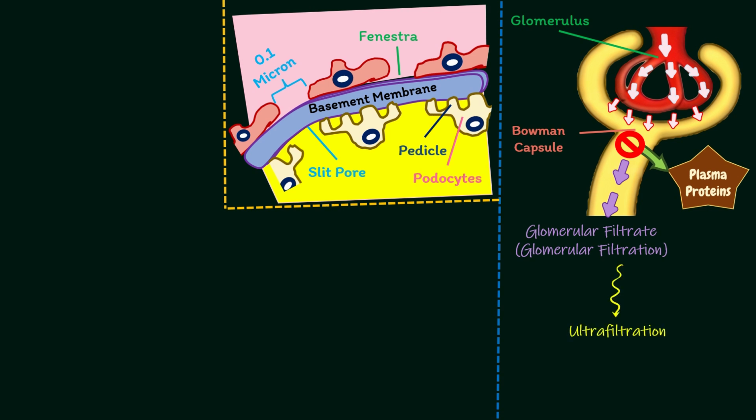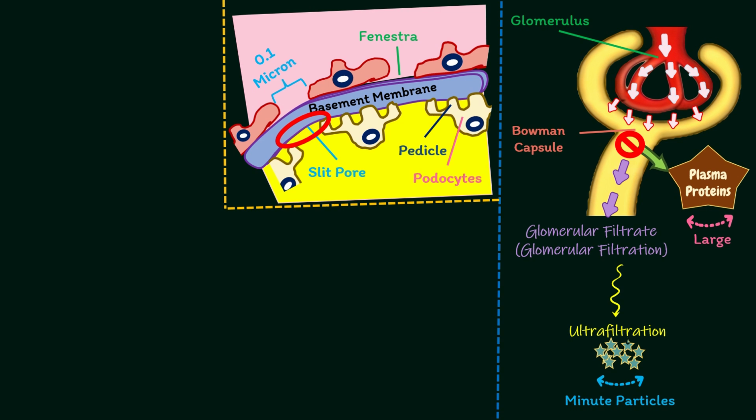Now let's discuss the second term called ultrafiltration. Glomerular filtration is called ultrafiltration because even the minute particles are filtered. But the plasma proteins are not filtered due to their large molecular size. The protein molecules are larger than the slit pores present in the endothelium of capillaries. Thus, the glomerular filtrate contains all the substances present in plasma except the plasma proteins.